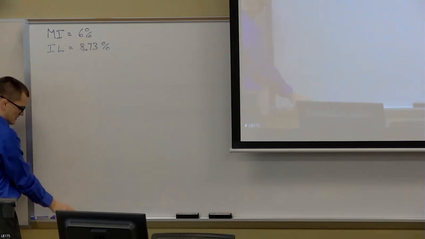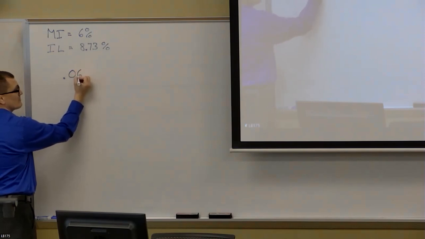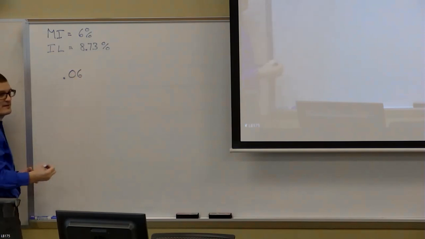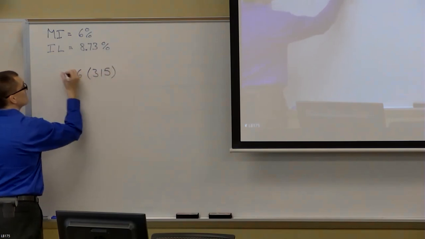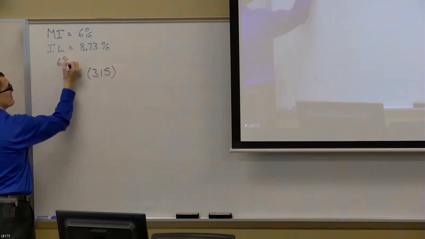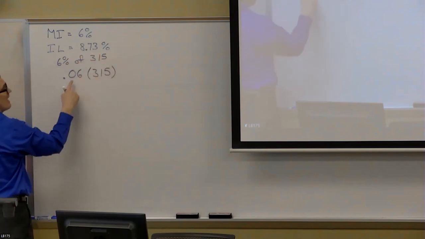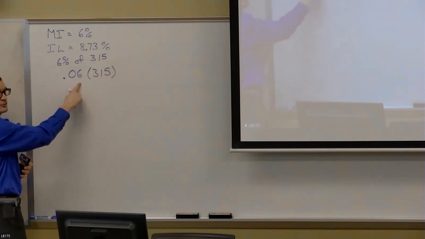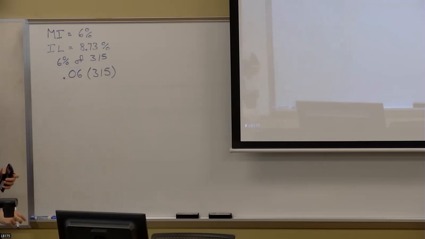Blue marker, I knew that. 6% as a decimal is 0.06. Okay. So if I do 6% of 315, I take the 6% written as a decimal and multiply it by 315. This is something you just type into your calculator.